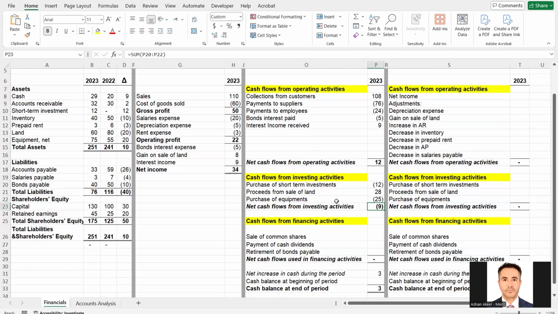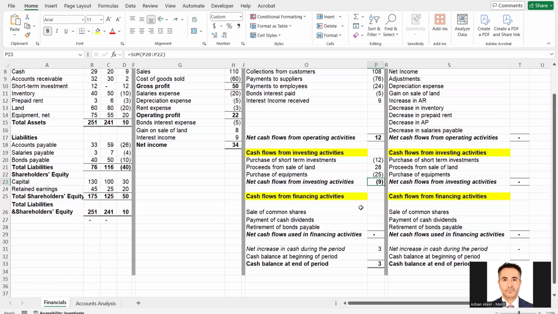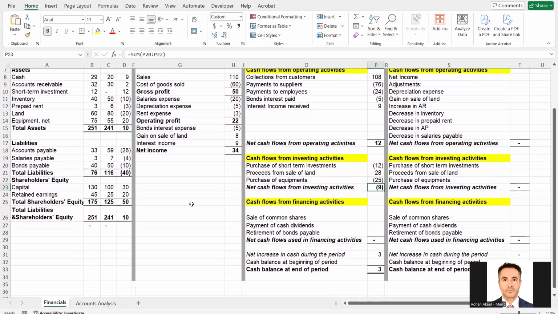So my investing activities have 3 components: the short-term investment acquired, the sale of the land, cash received, and the purchase of equipment. The total is 9 million negative. Hence, my investing activities overall consumed 9 million of cash. Now I move into my financing activities. I said it's all about my dealings with the shareholders and the lenders. So here I'm mainly concerned about this section.